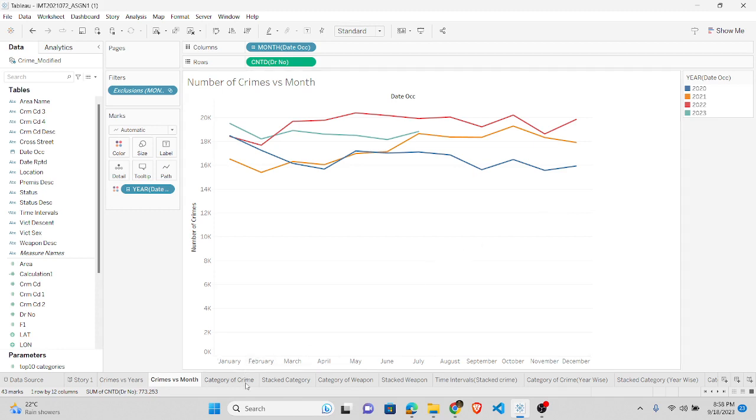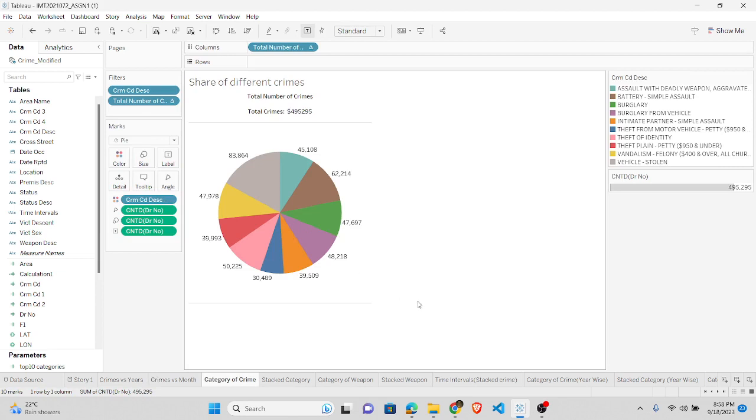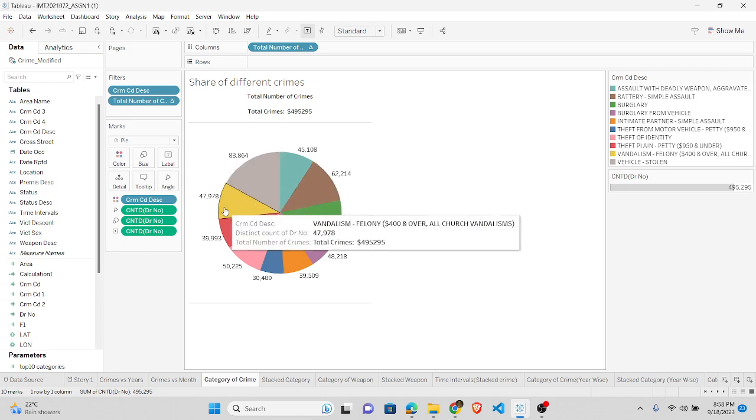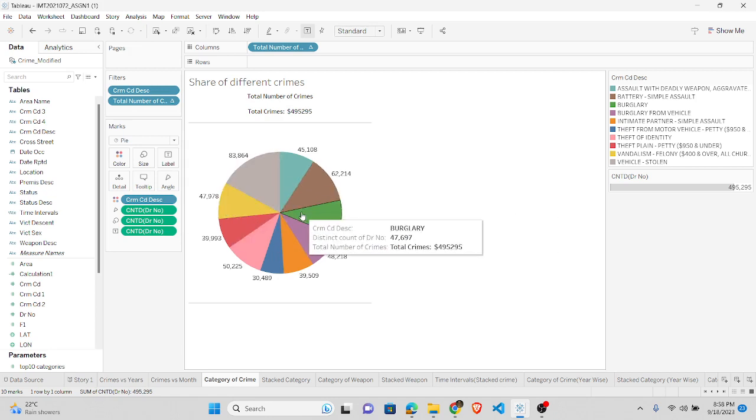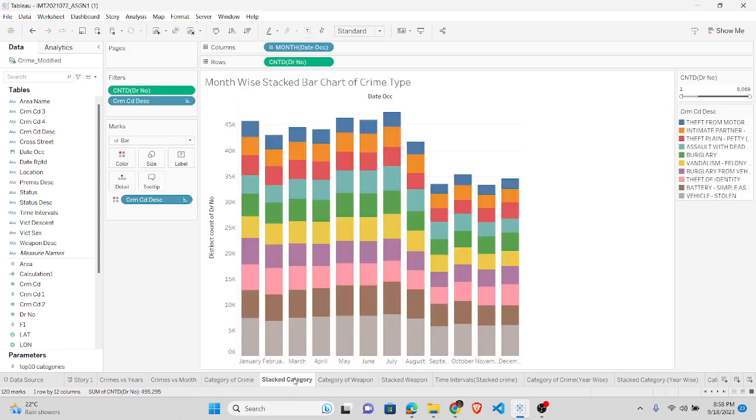Now let's delve into the different types of crimes committed. This pie chart showcases the distribution of crimes among various categories. One category that stands out as the most prevalent is vehicle stolen, followed by simple assault, vandalism, felony, and burglary. The other crimes contribute almost the same number to the total number of crimes.